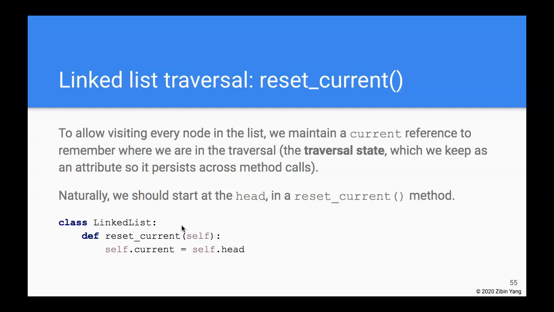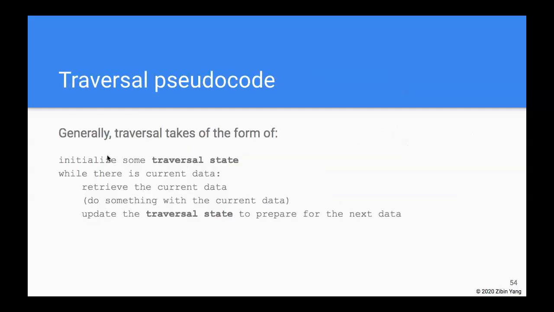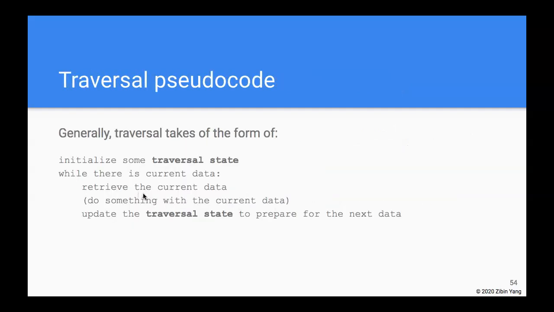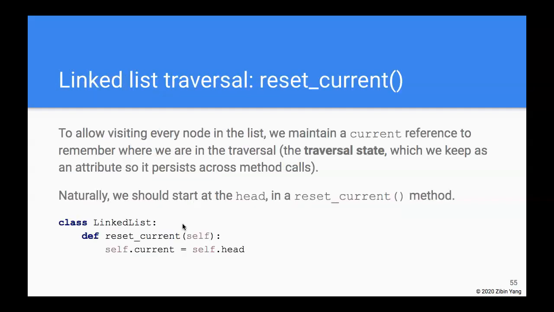So let's start with the initialization of this traversal state. We're going to call it reset current because, again, the current is the current node that we're visiting, and we'll start naturally at the self.head of the linked list. Next, we'll provide a way to return the current data. And as a matter of fact, in the same method, we will also update the traversal state to prepare to return the next piece of data, if there's a next piece of data.